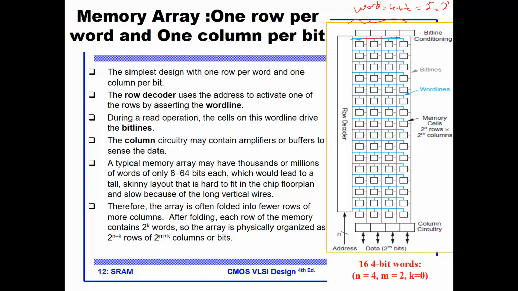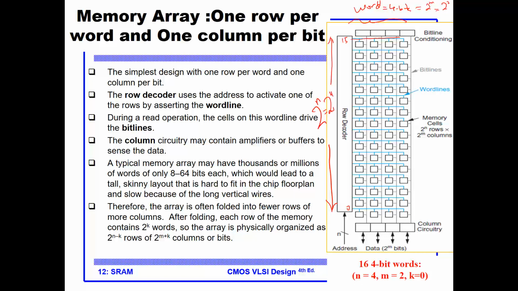Now this RAM has how many words? Well, this is word 0 all the way to word 15. So we have 2 to the n words, where in this particular example, n equals 4. So 2 to the n is 16.